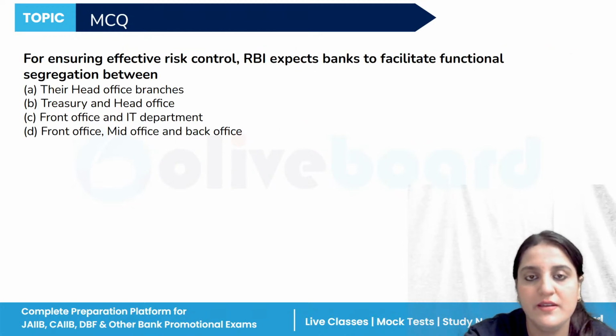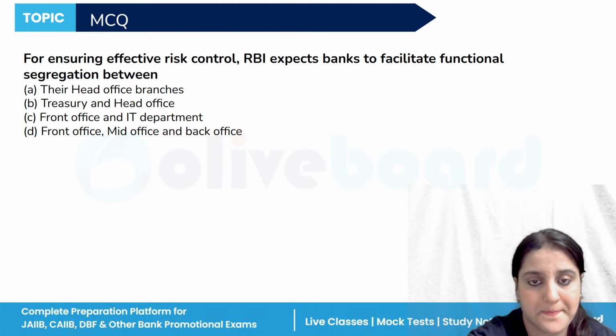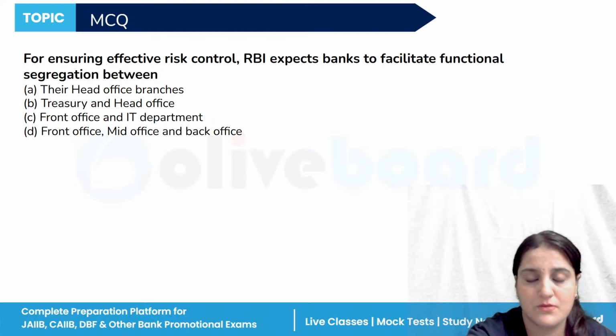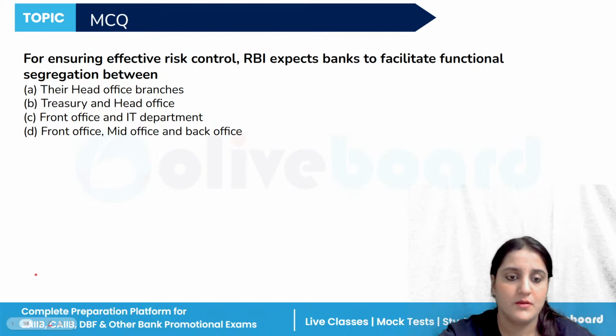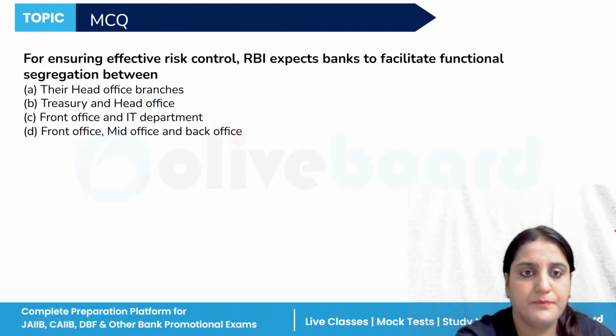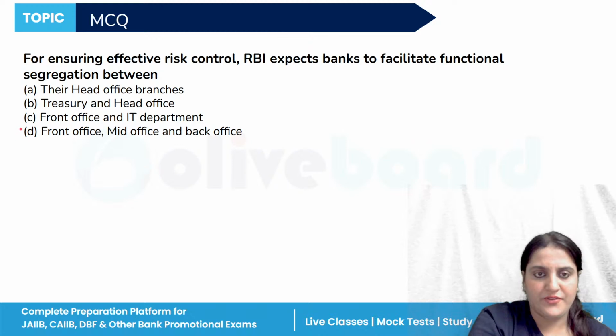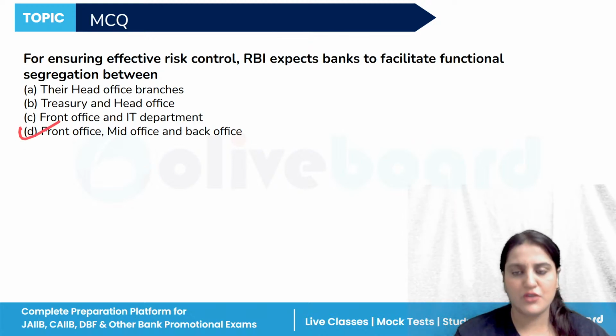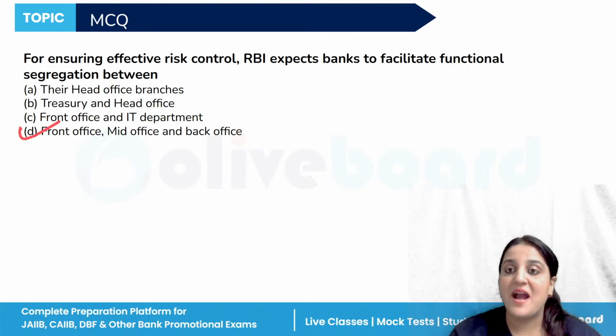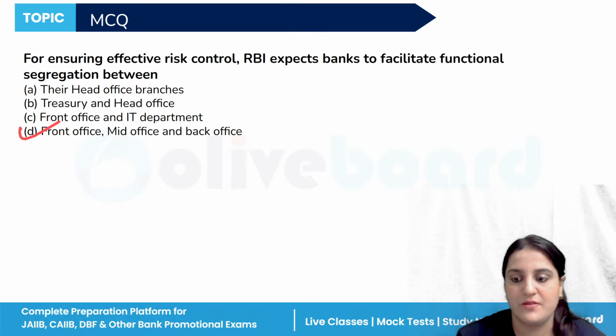For ensuring effective risk control, RBI expects banks to facilitate functional segregation between the front office, mid office, and the back office. These are the required.